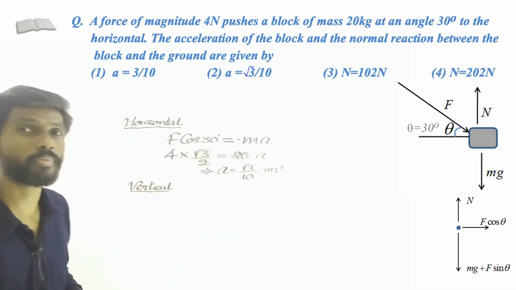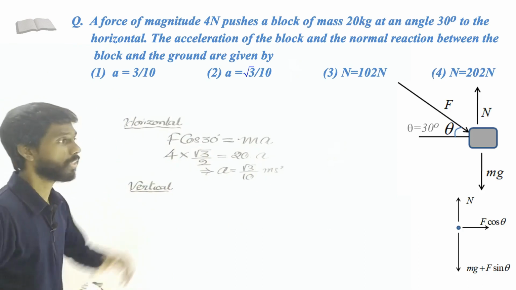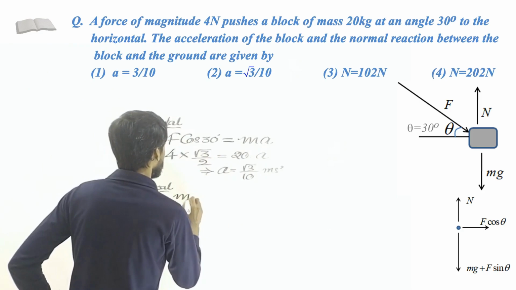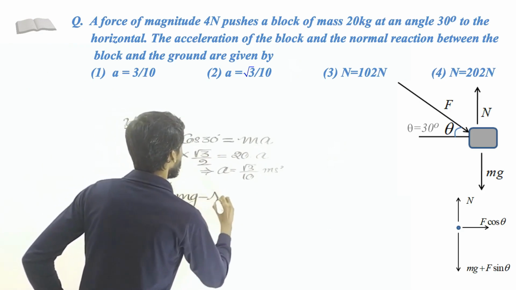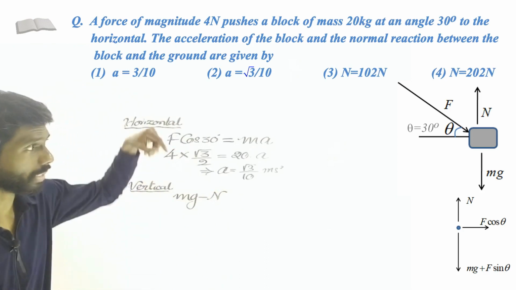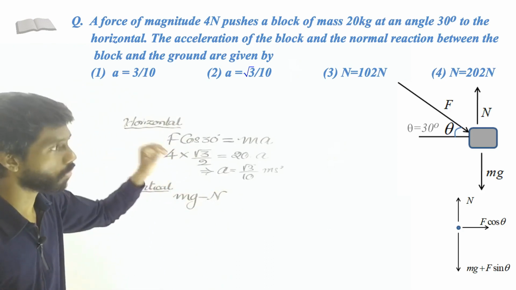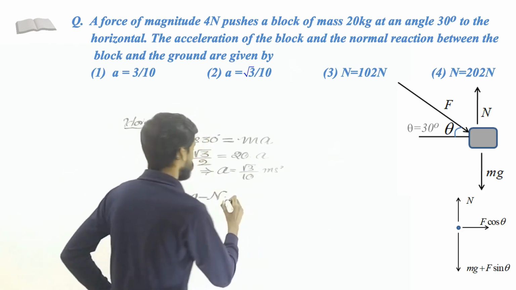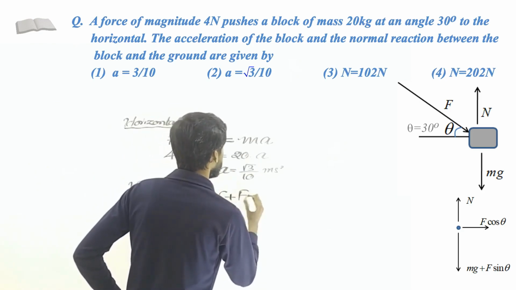So what is the total force? Let's take the downward direction to be positive. So mg is the force acting in the vertically downward direction, minus the normal reaction acting in the vertically upward direction. And also there is a vertical downward component of the force, right? So the downward component means plus F.